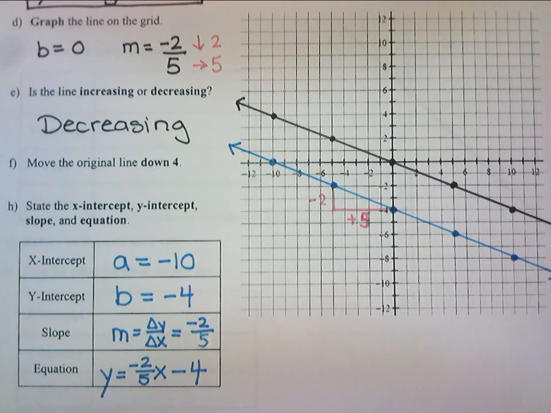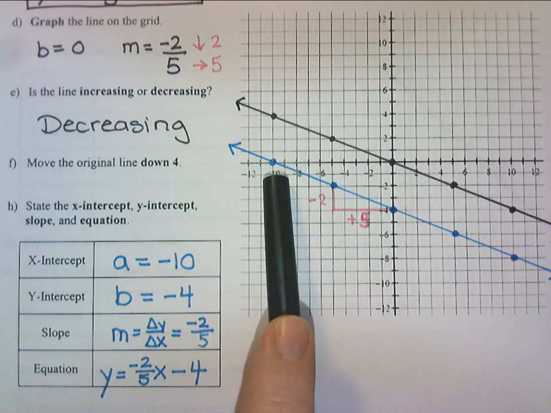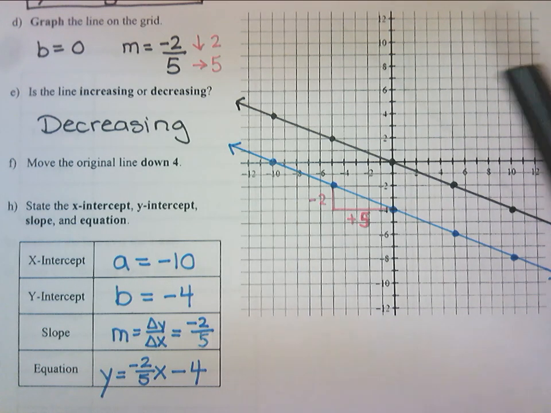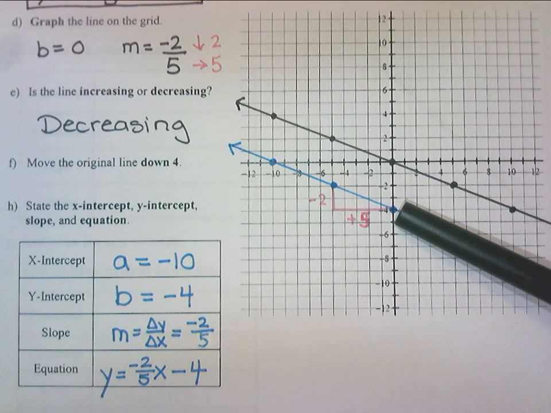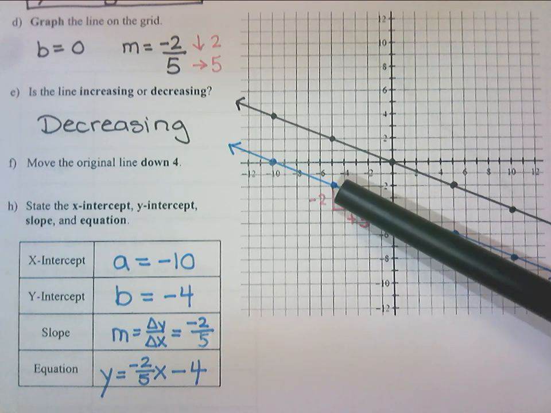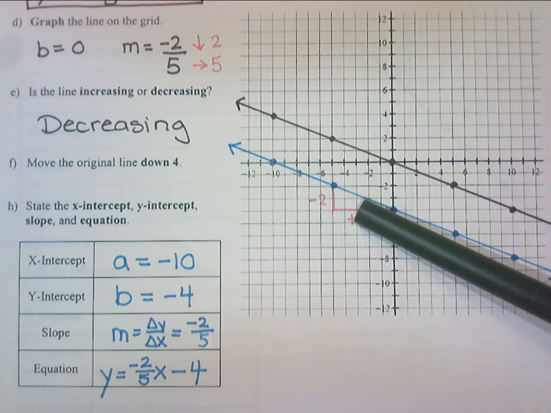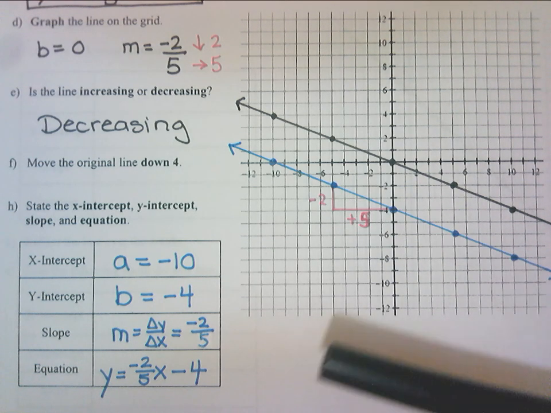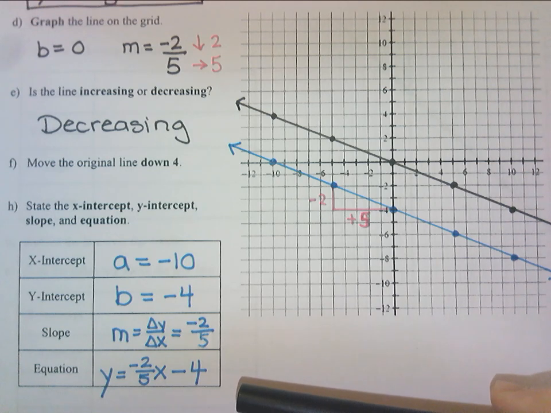And then it asked for the x-intercept, y-intercept, slope, and equation. So my x-intercept was -10. The y-intercept is -4. Our slope is down 2 and over 5. And then my equation was y equals -2/5 x minus 4.